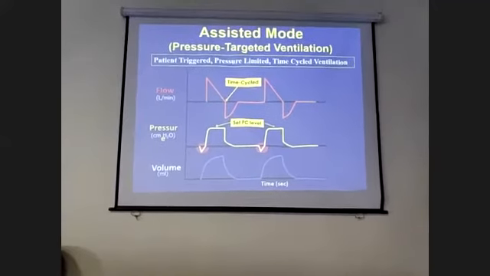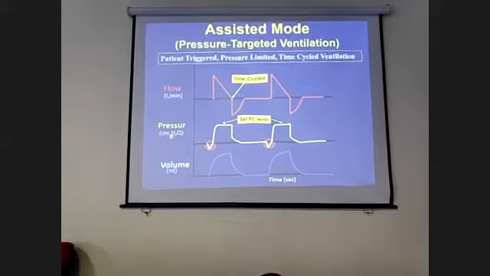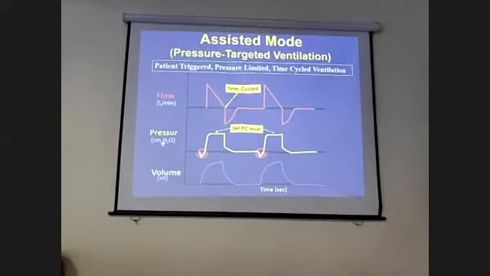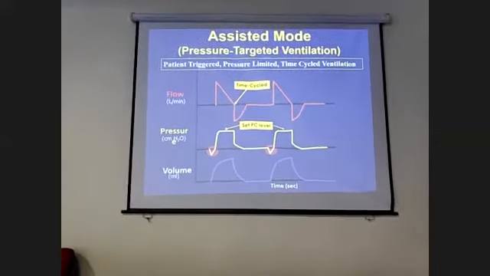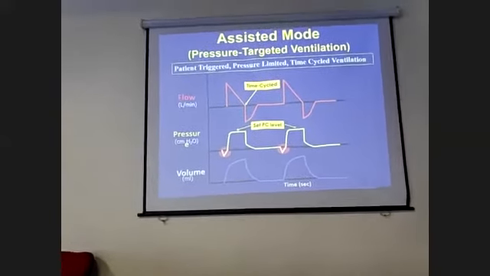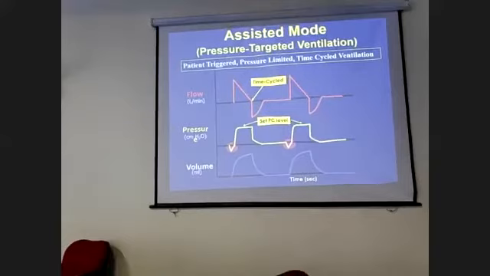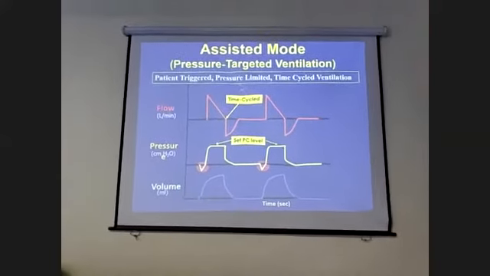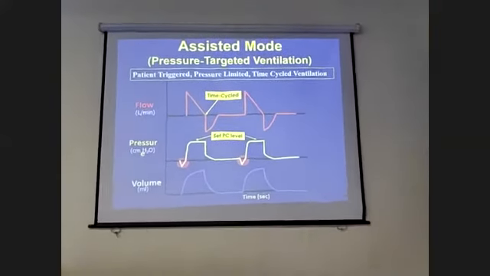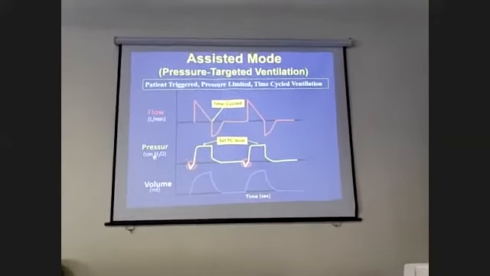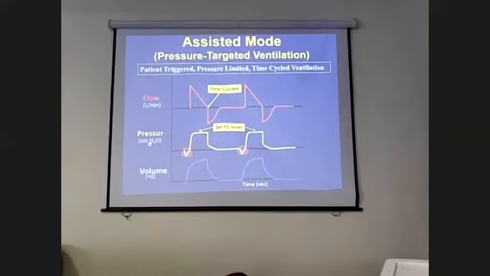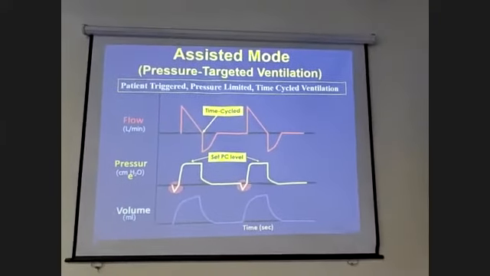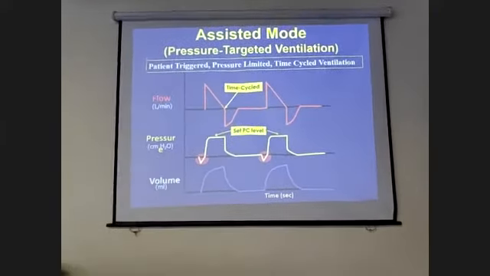As soon as the patient triggers, it gives a breath, pressure limited. Here you see the pressure is limited. Then time cycle, as you have set the time, that is the respiratory rate, whether you are setting it as 12, whatever it is. So it is a time cycle. So patient trigger, pressure limited, time cycle ventilation. Here the patient is triggering, the ventilator is giving its breath. Patient is triggering, ventilator is giving its breath. So this is the beauty of assist controlled ventilation.